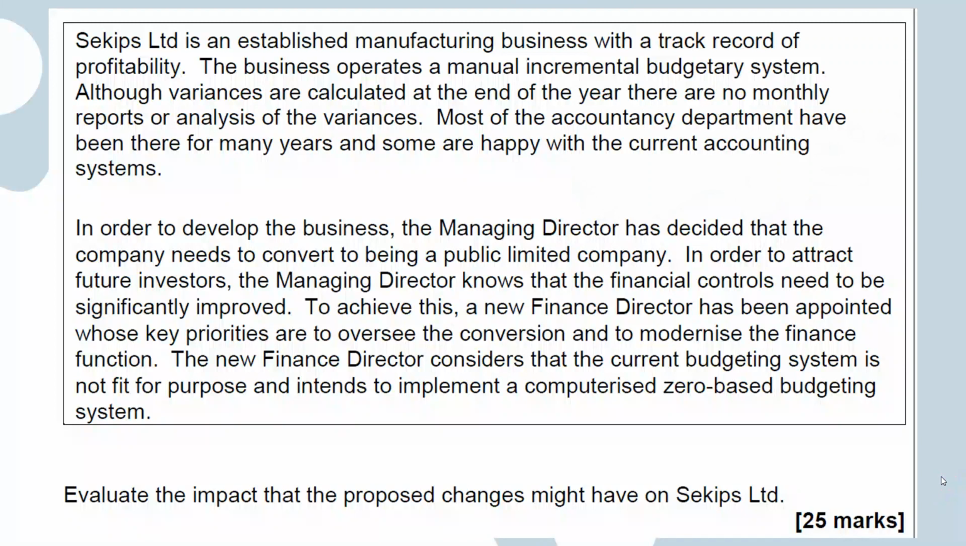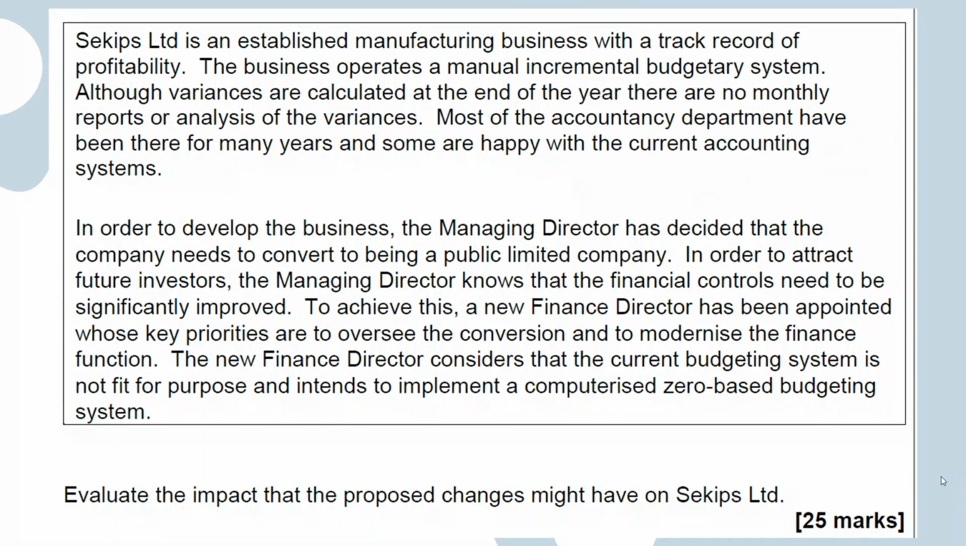Sekips Limited is an established manufacturing business with a track record of profitability. The business operates a manual incremental budgetary system. So that's where we take last year's budget and we add on a certain percentage to come up with this year's budget. Although variances are calculated, so remember variance is the difference between the budget and the actual figure, at the end of the year, there are no monthly reports or analysis of the variances.